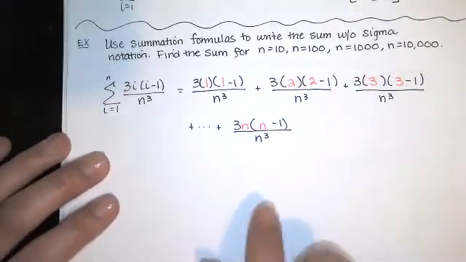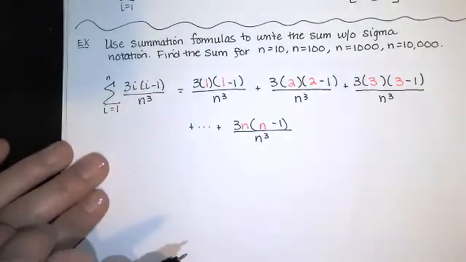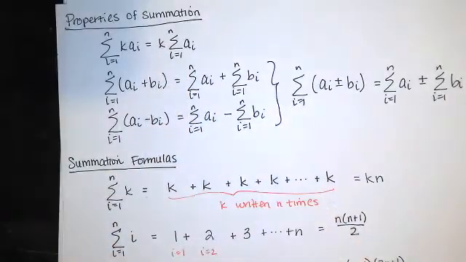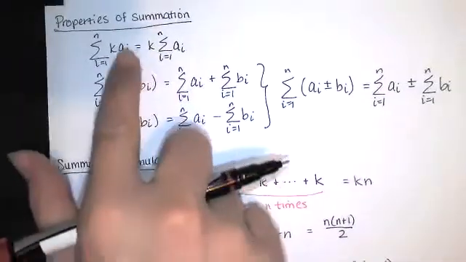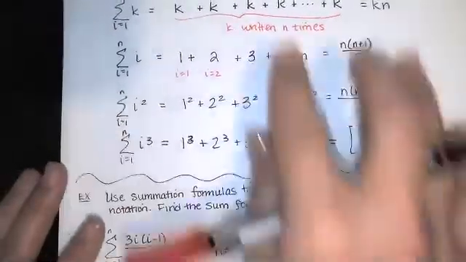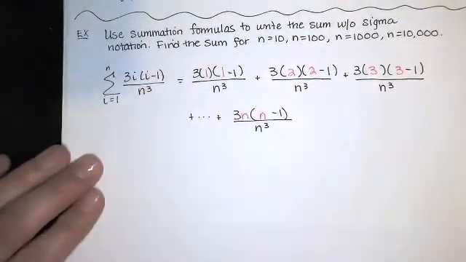And the question is, how can I write this without sigma notation? Well, I've got summation formulas and a couple of properties. You can think of that as 2 properties, or you can think of this property as 2 separate properties, 3 properties. But we can use these formulas to rewrite this without the summation.